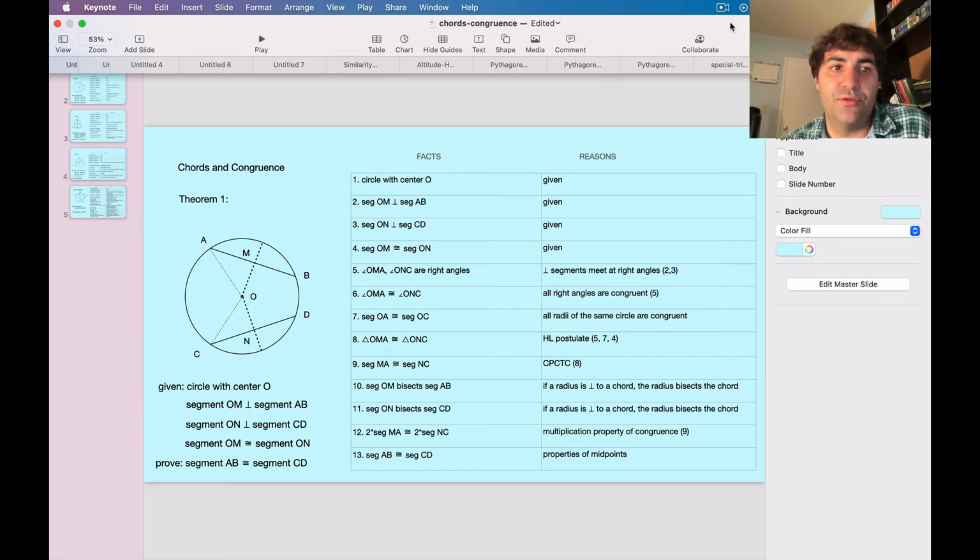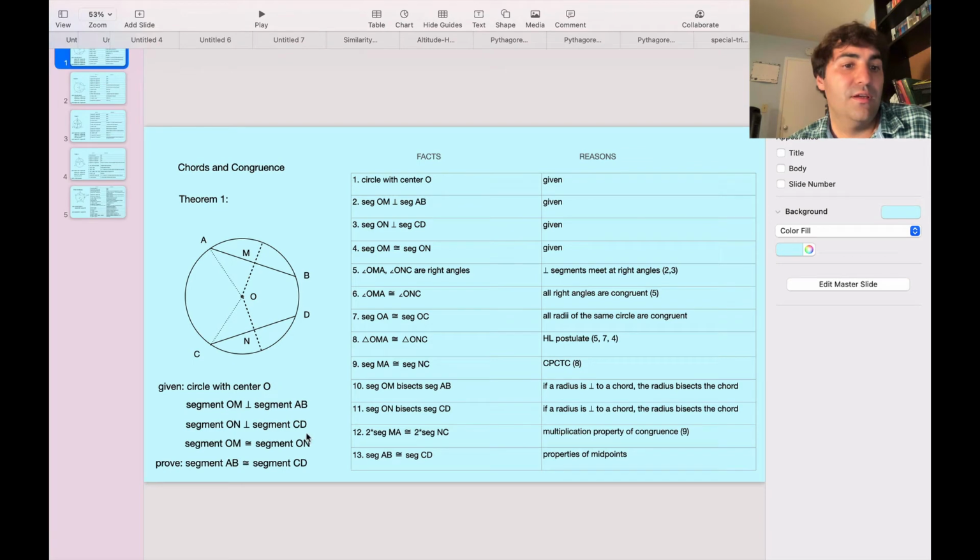I'd like to do a tutorial on chords and congruence. So theorem 1, we're given a circle of center O. We're given that segment OM is perpendicular to segment AB, segment ON is perpendicular to segment CD, and segment OM is congruent to segment ON. Prove that segment AB is congruent to segment CD.